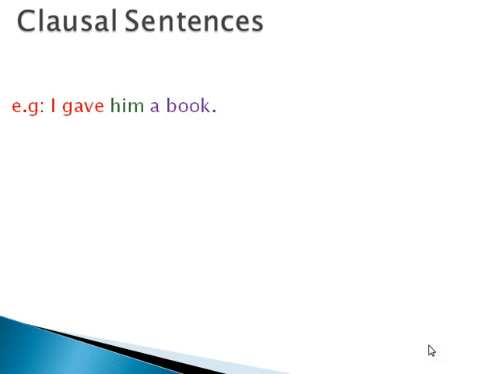Now, let's take one more example. I gave him a book. First of all, we have to split this sentence into subject and predicate. Hands up. Gave him a book. Of course, everybody knows this is the predicate. Now, where's the predicator? Gave. Okay? Gave is the predicator. Very good.